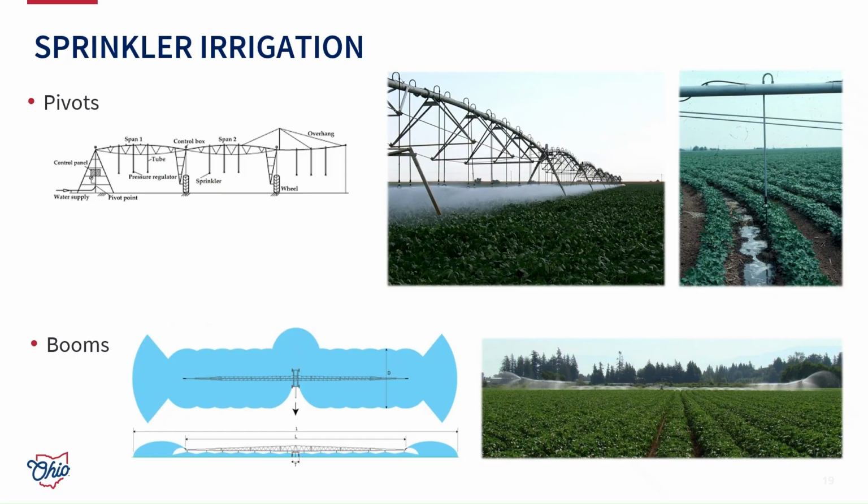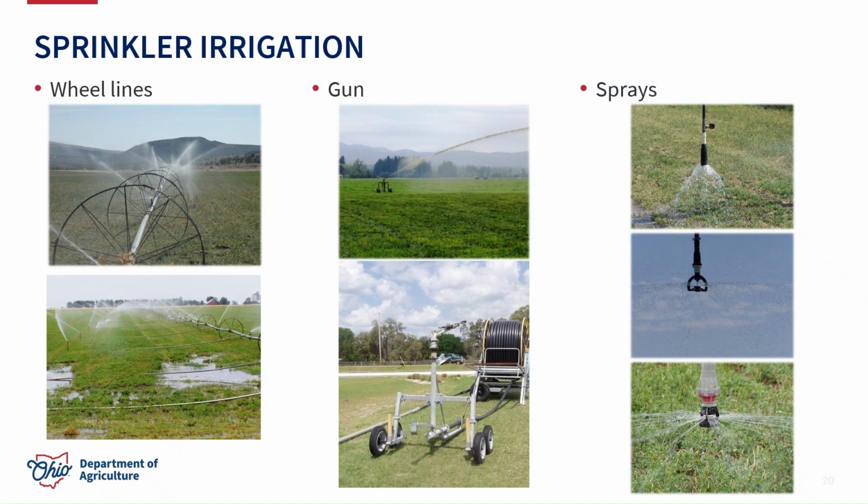Very similarly, a boom system is going to have two booms, but have a linear path of travel with those drop-down sprayers to pump and disperse that water to the field. Some alternative types of sprinkler irrigation that you may see are wheel lines, and they're going to travel similarly to a boom in a linear fashion and spray as that wheel line moves across the field.